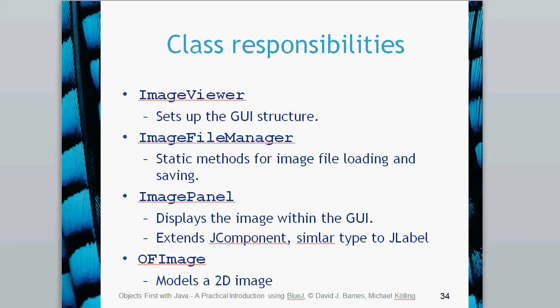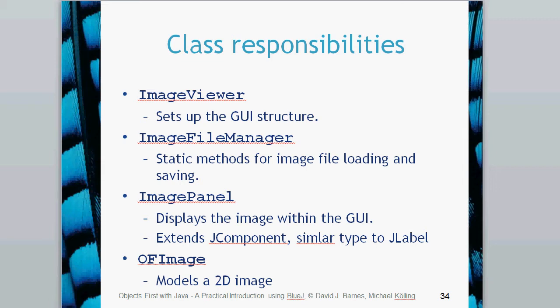Before we look at the BlueJ version of it, here are the 4 classes which are being used. We've got the imageviewer class, which is similar to the imageviewer class you're all used to from the previous versions. We've got the image file manager, which basically deals with opening files and saving files, and it uses static methods to do this, and we're going to show you that in a second.